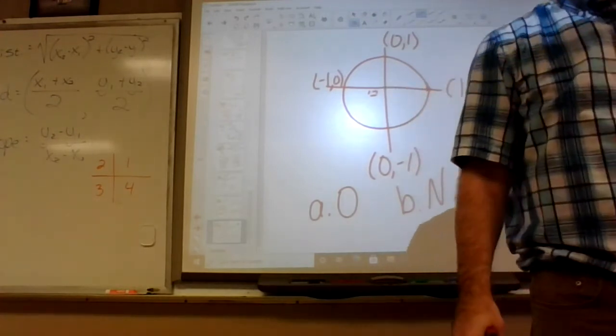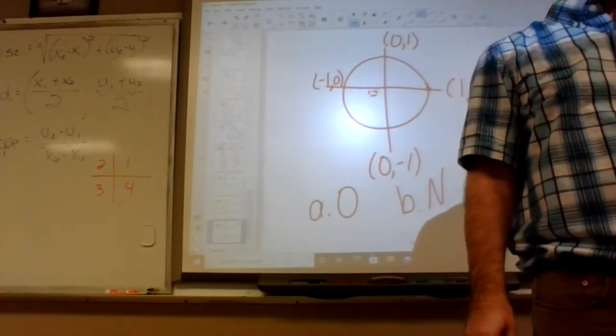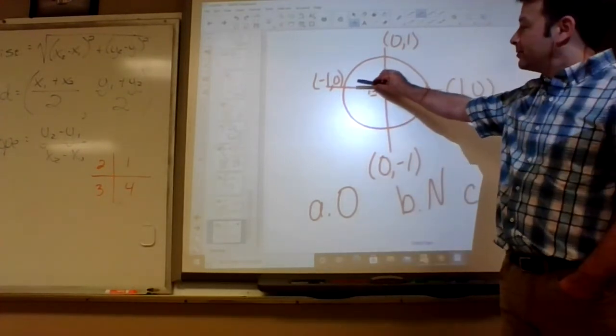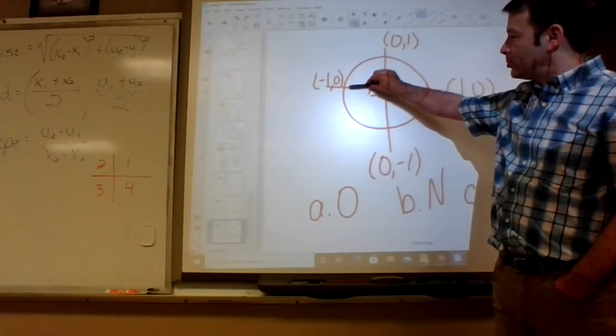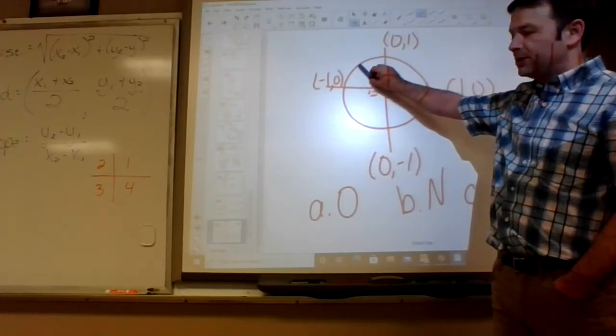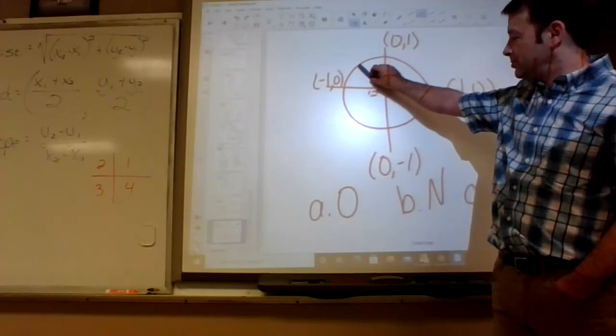All right. Number 5. Cosine of 3/4 pi. 3/4 pi is less than 1 pi, right? So it'll be right here. And so cosine is negative there.